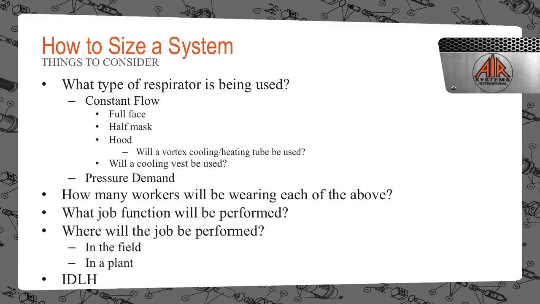What job function will be performed? Where will the job be performed? Is it in the field? In a plant? Is it IDLH? Once you have answered these questions, it will guide you into selecting the correct product for your client.